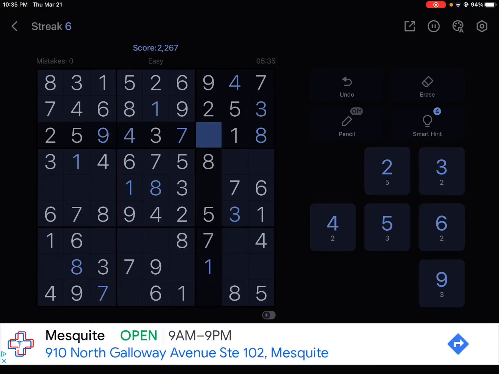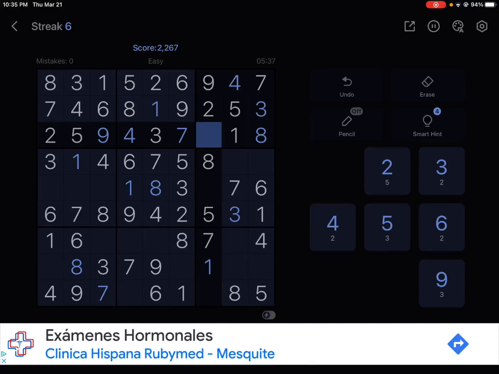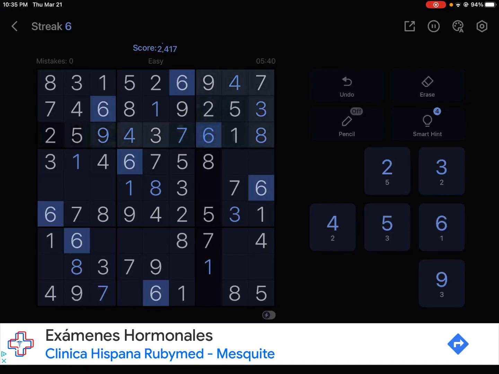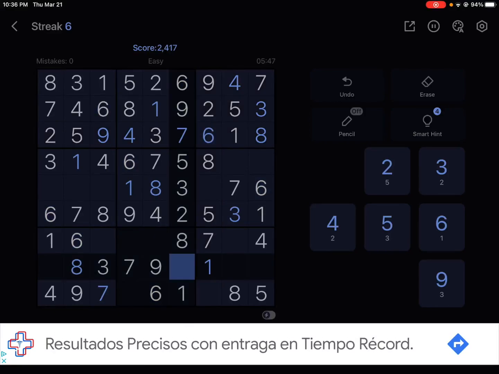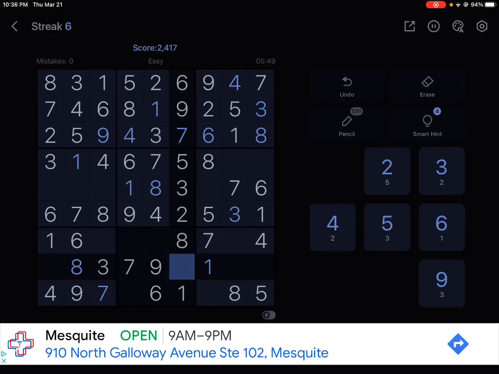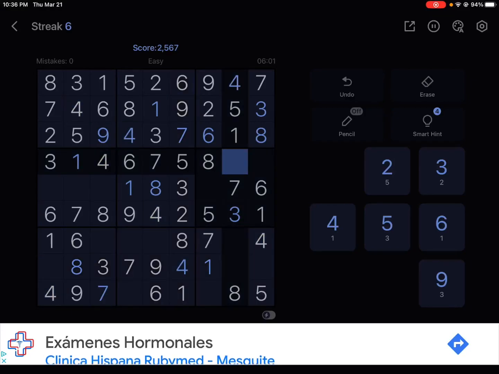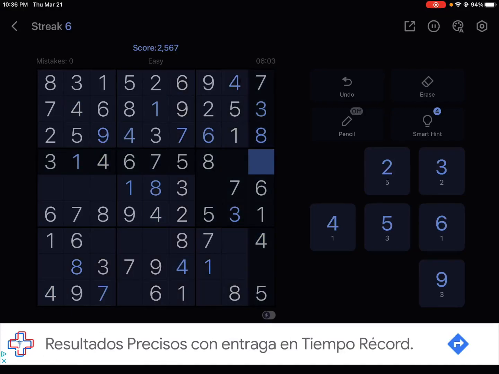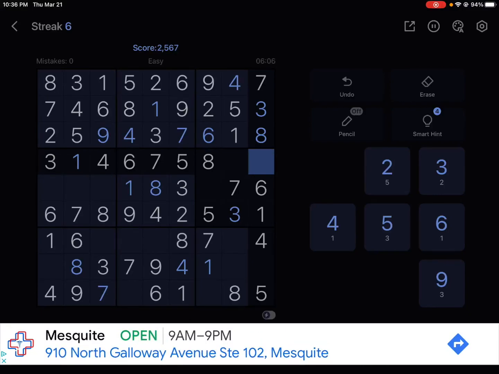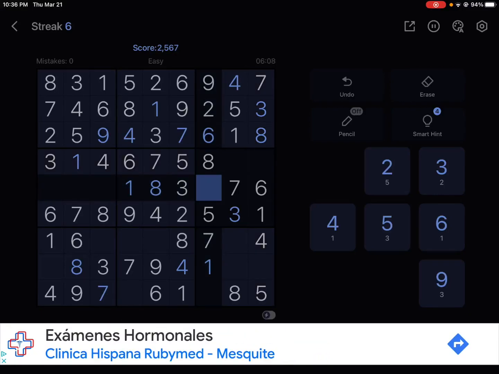This square to the top right has a number missing, and that's going to be our 6. This column right here has a number missing, and that's going to be our 4. And we see there's only one more 4 left, and that's going to be in this square. Cannot be here or here because there's one in the same row to the left. So our last 4 is going to be here.